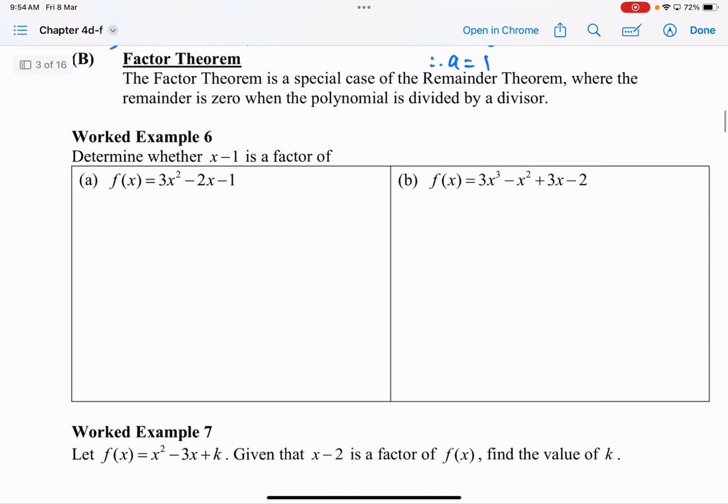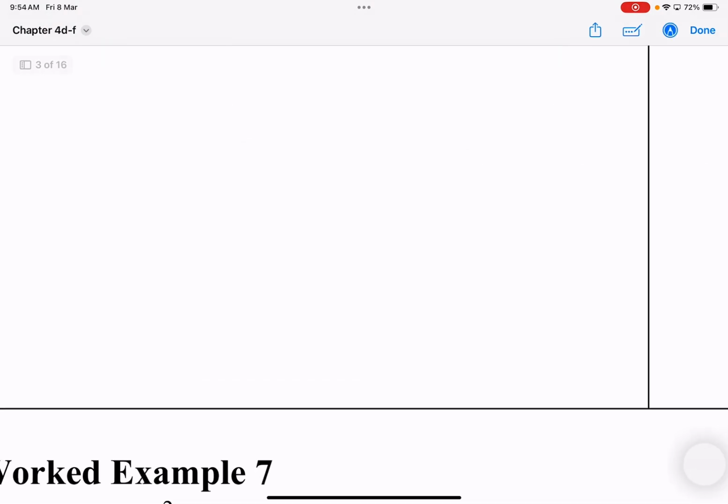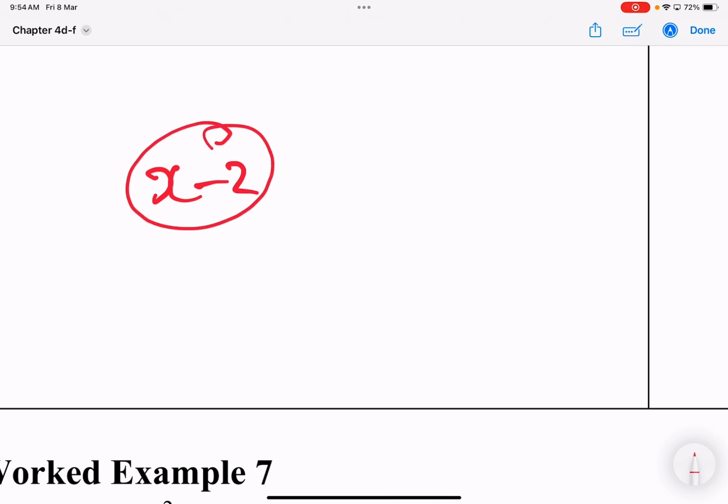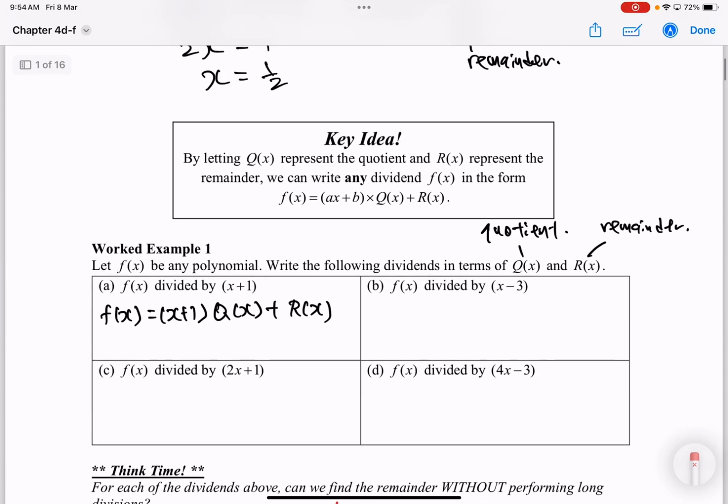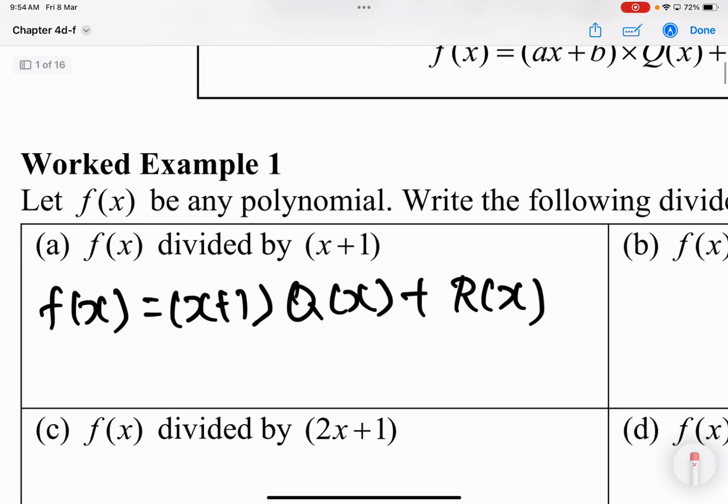For example, if the divisor is x minus 2, all we have to do is ask ourselves, how do we make the divisor 0? So you know that x must be 2. You substitute it back into the original function, and you will get the remainder, based on the remainder theorem that we have learned yesterday. Alright? So this is why it works.